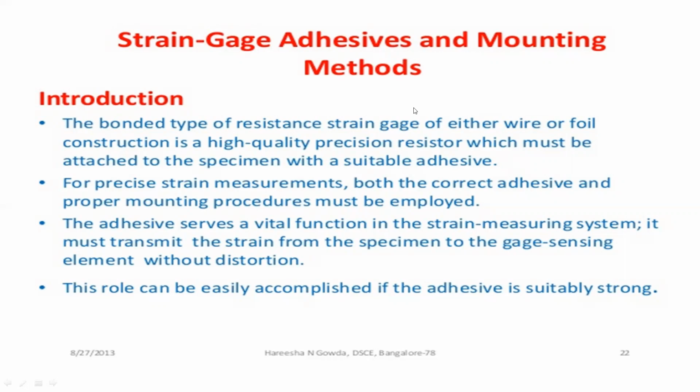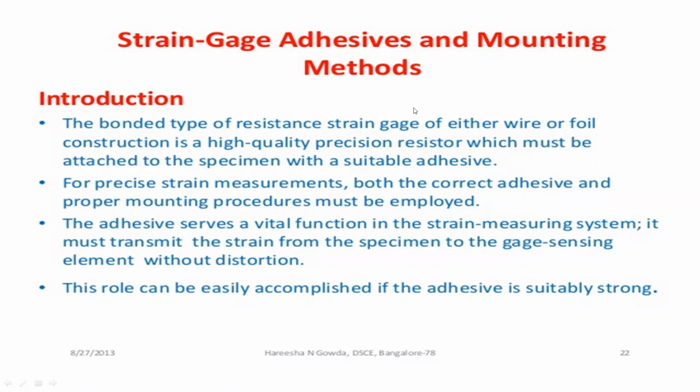For precise strain measurements, we can measure strain on different areas and different applications. Both the correct adhesive and proper mounting procedures must be employed. We are using the correct adhesive. Based upon the different applications, we are using different types of adhesives. So the different types of adhesives should be mounted correctly on that strain gauge, and proper mounting procedures must be employed in that strain gauge manufacturing.